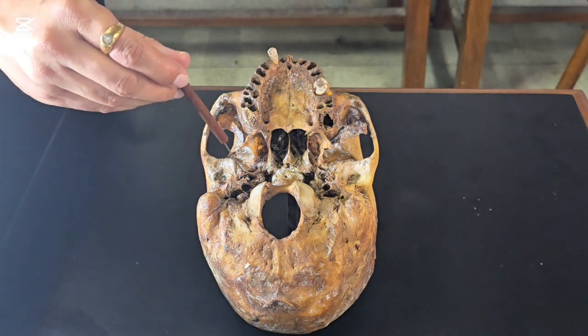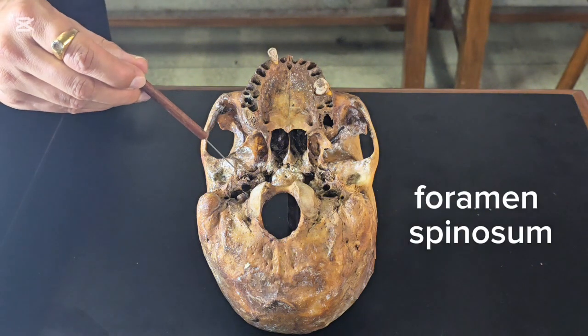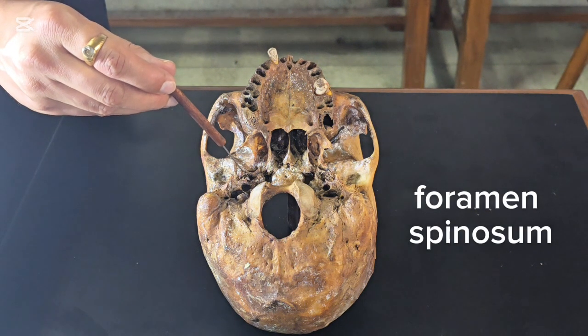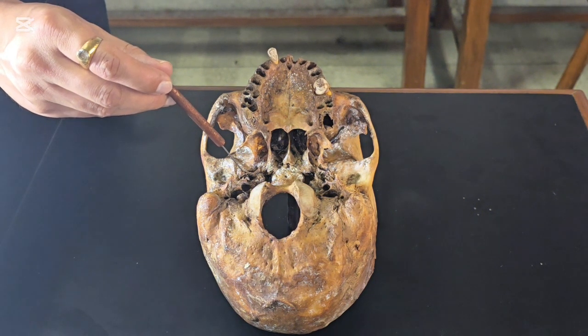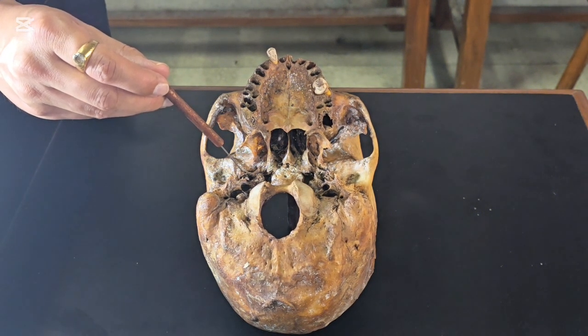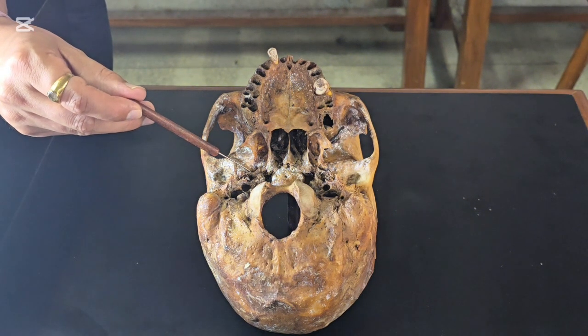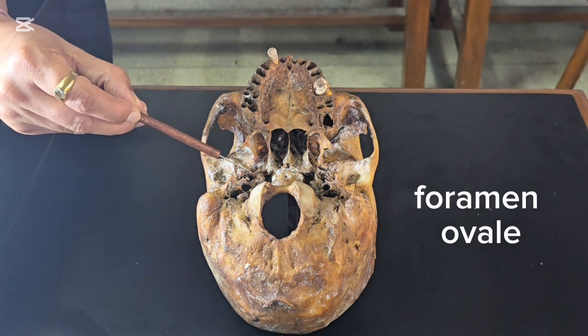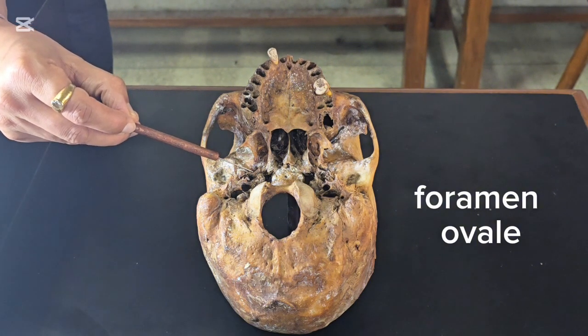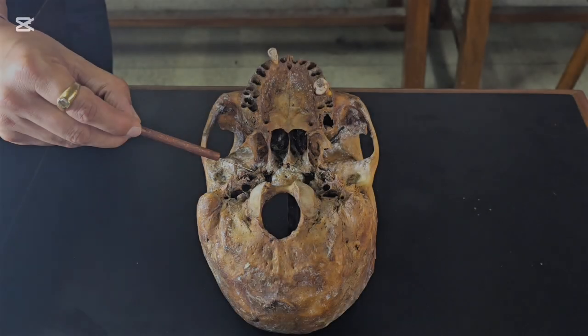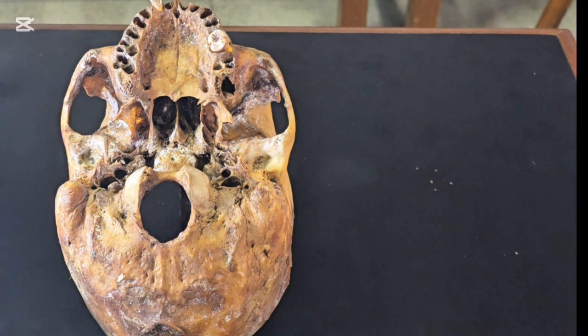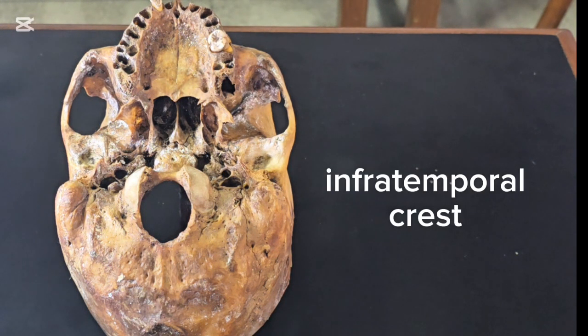The foramen spinosum, present anterior to the spine of sphenoid, transmits middle meningeal artery and nervus spinosus. Nervus spinosus is a branch of mandibular division of trigeminal which supplies the dura mater. The foramen ovale, situated at anteromedial aspect of foramen spinosum, transmits mandibular division of trigeminal nerve, accessory meningeal artery, lesser petrosal nerve, and emissary vein. The infratemporal crest is the site of origin of upper head of lateral pterygoid.